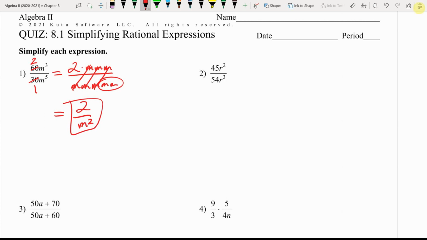This one here, 9 divides into both 45 and 54. Divides into 45 5 times, 54 6 times. So we got that. Got 2 r's on top and 3 on the bottom, so it cancels out with almost all those on the bottom. We're just left with 5 on top and a 6 and the r on the bottom.